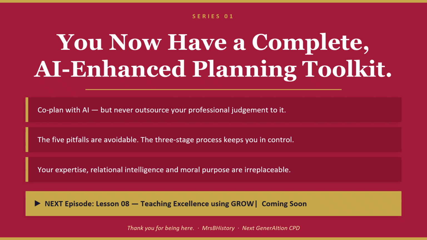Every major pitfall, from accuracy issues to specification drift, can be avoided when you apply the 3-stage co-planning model. When you lead first, let AI generate second, and review third, you stay firmly in control of both the process and the outcome. And above all, your expertise, your relational intelligence, and your moral purpose are irreplaceable. These are the capacities that no technology can replicate, and they're at the core of what makes teaching a profound human profession.